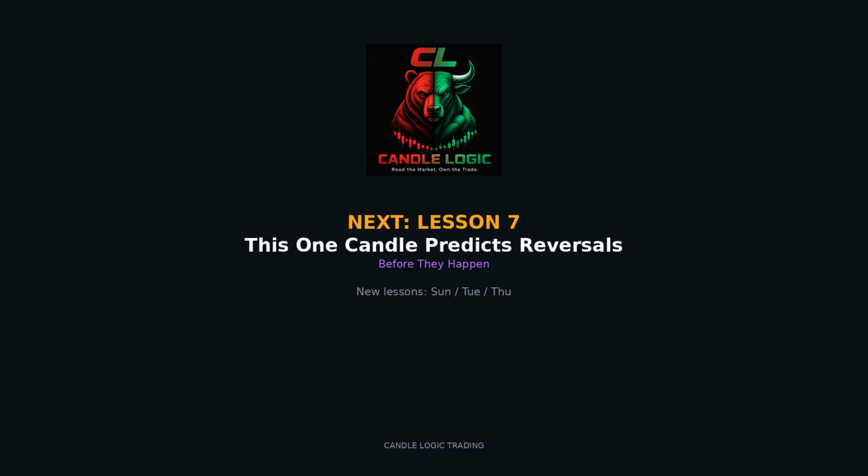Next lesson, we're going to focus on a single candle that most traders completely misunderstand, the doji. It looks simple, a tiny body with wicks on both sides, but what it tells you about the battle between buyers and sellers is incredibly powerful, especially when you know where to look for it. One candle, one signal, and it can predict reversals before they happen.